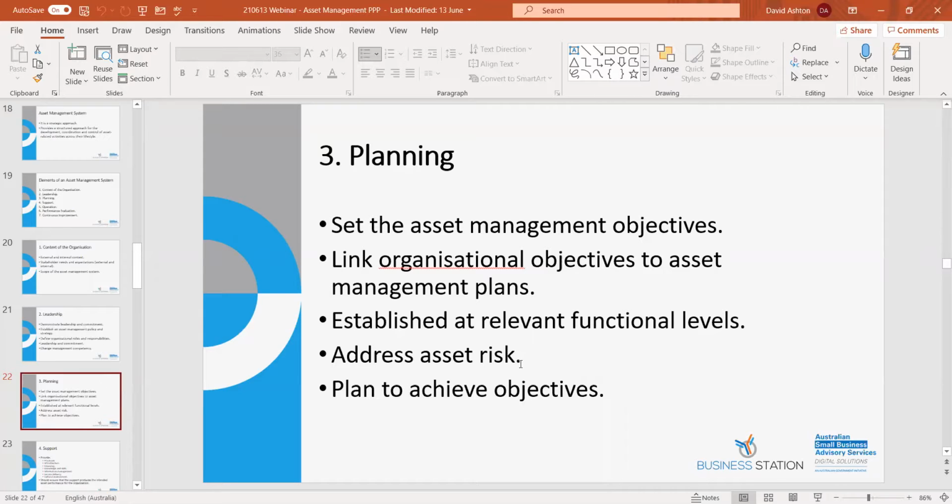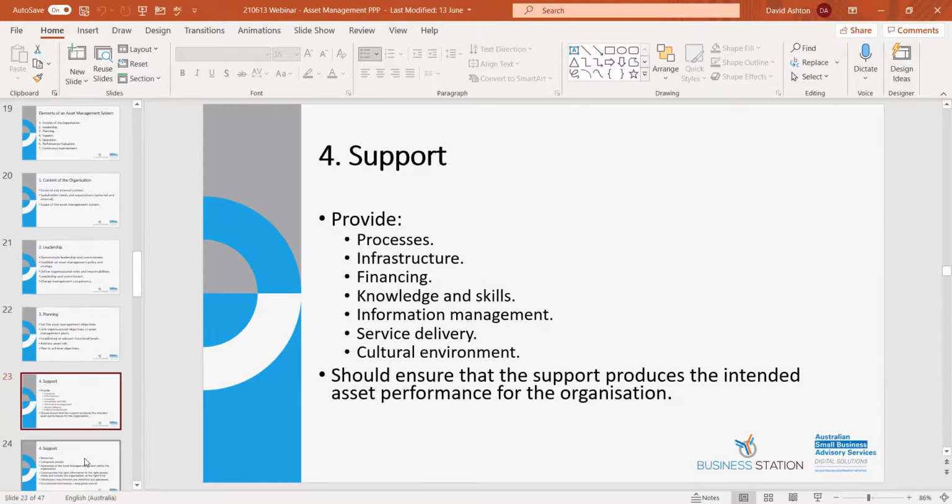You need to look at the asset risks, so identify the risks that come with those assets, document those and put in place mitigation strategies. And you need to develop the processes to help you achieve the objectives that you set for the assets, and then obviously filtered up to the organisational objectives.